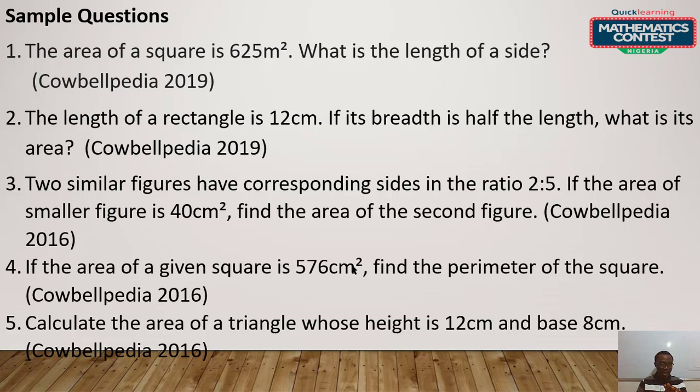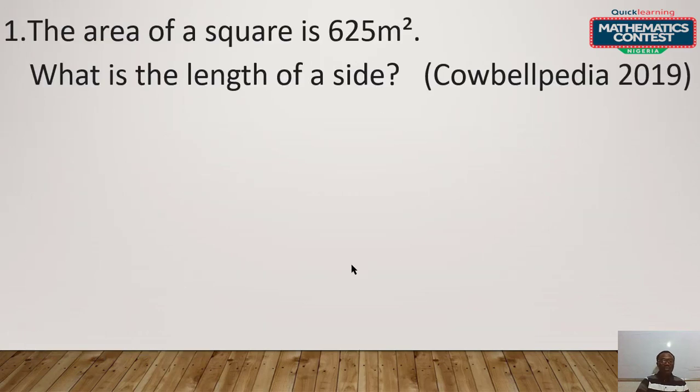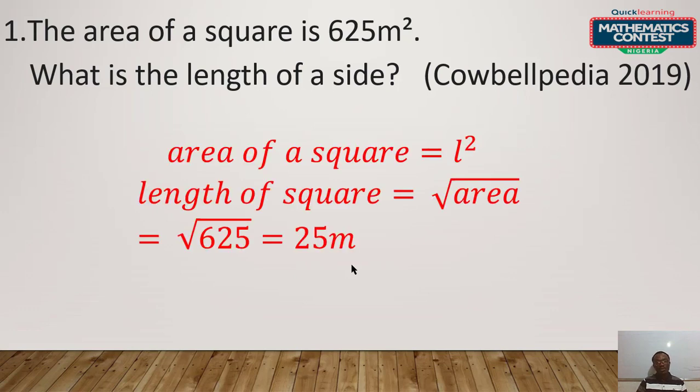At least I dropped some of the formulas in some part of the lesson, so as we continue, we're going to notice that. So let's just see some sample questions on that area and let's solve them. Now the first one says the area of a square is 625. Find the length of its side. Now area of a square is L squared. So to get the length of its side is the square root of the area, and the square root of 625 is 25, so to be in meters. So the length of the side is 25.